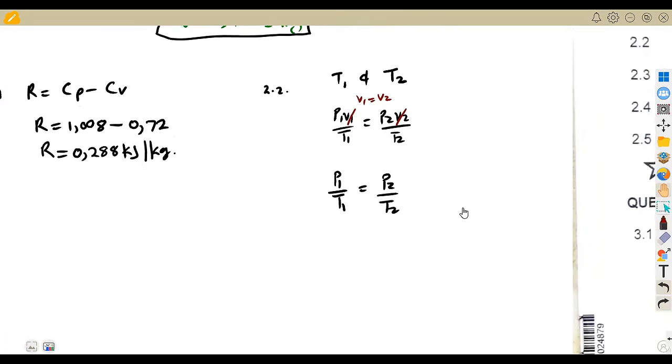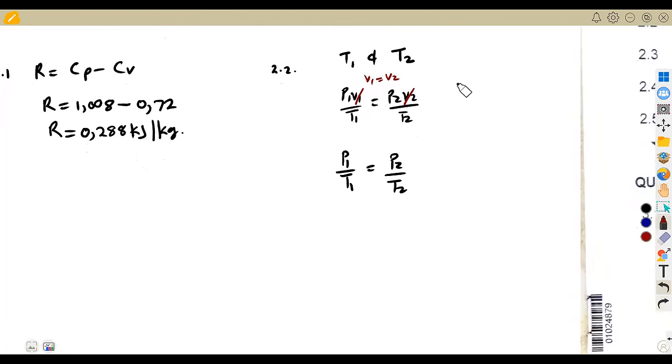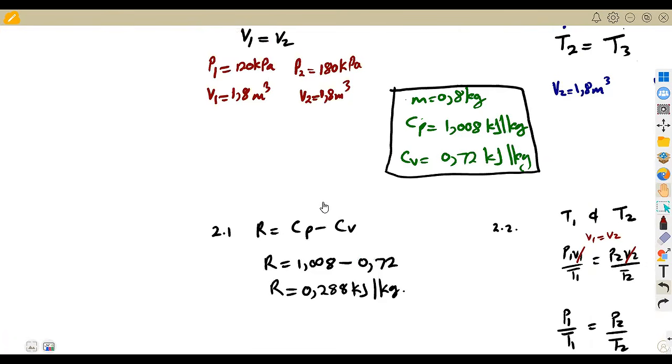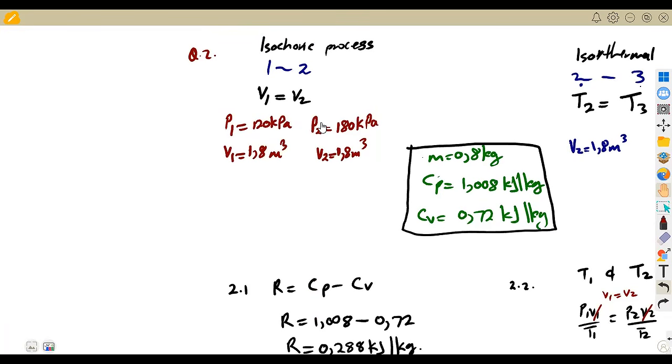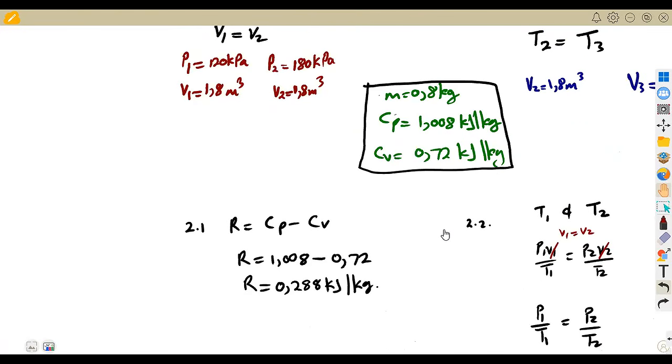Let us move on to the other formula. We also have PV equal to MRT. Using this formula, we're going to check where we have information. Is it on the second part or on the first part? Let us check on the second part. We've got P, we've got V, we've got P1, we've got V1. Remember V1 is equal to V2. So here we can use any formula in this case to find what we want.